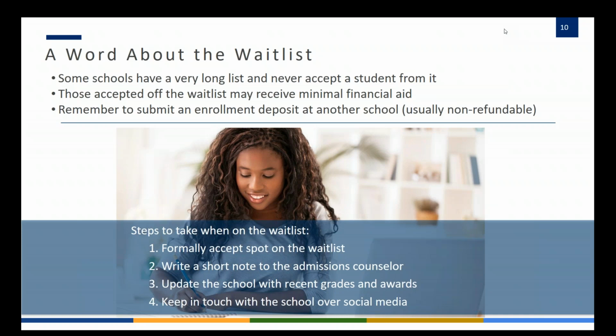And they also want to make sure that they do deposit at one of the schools that they're accepted to. If they do get off the wait list and go to the school they were waitlisted at, they will lose that deposit at the other school. Typically, it's non-refundable, so they want to know that. It could be $300 to $500.